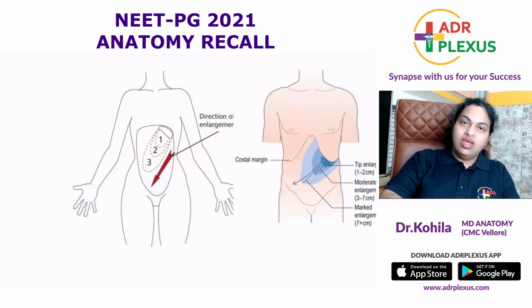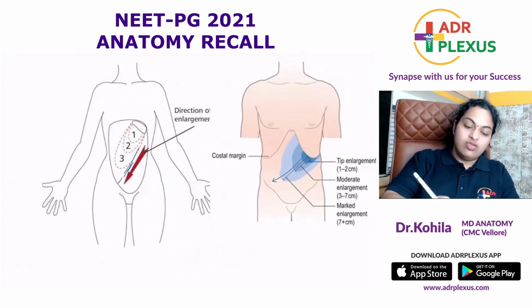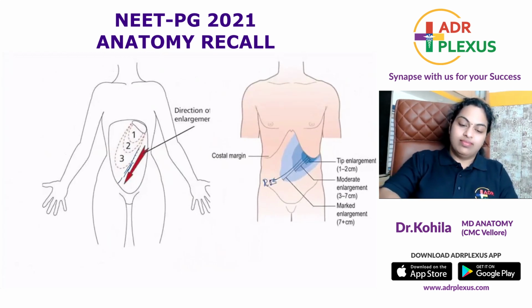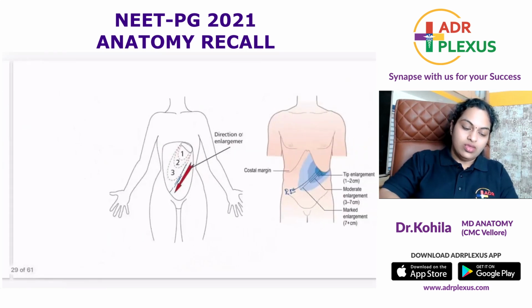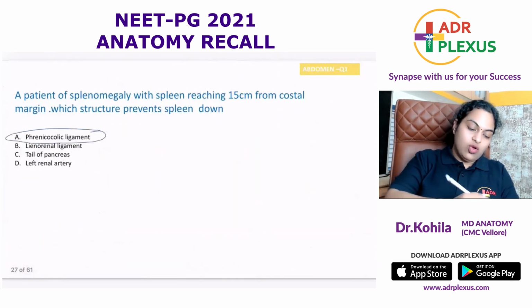As you see here, in case of splenomegaly, the direction of enlargement of the spleen will be towards the spino-umbilical line, towards the umbilicus, and enormous enlargement can push it even towards the right iliac fossa. So that's how we exclude the other options.